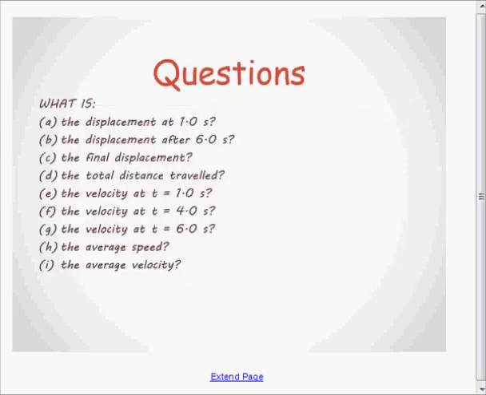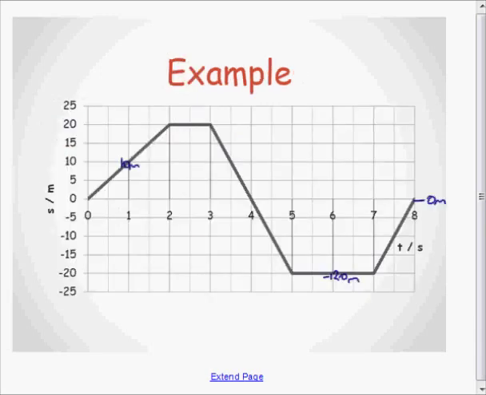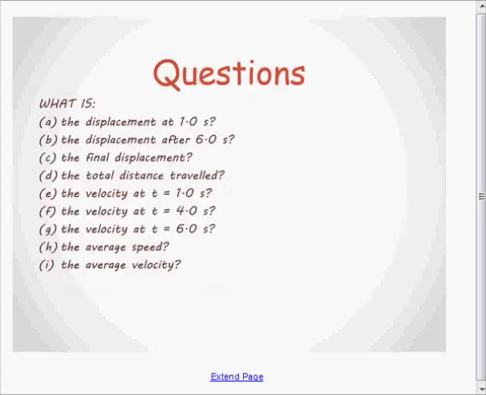What's the total distance traveled? Well, this is a bit different. Our displacement is 0 because we're back to our original position, but we have actually traveled 20 meters there, 20 meters back, and then 20 meters this way, and then 20 meters back. So what is our total distance traveled? It's going to be 80 meters.